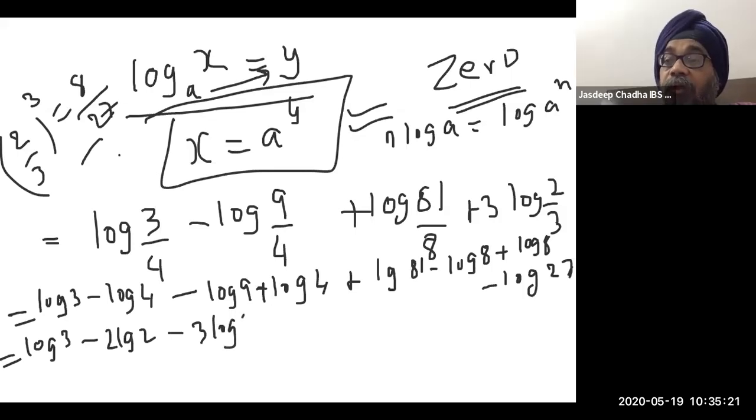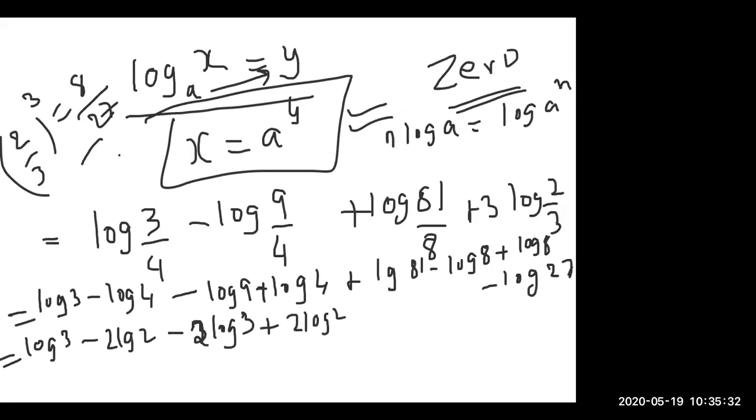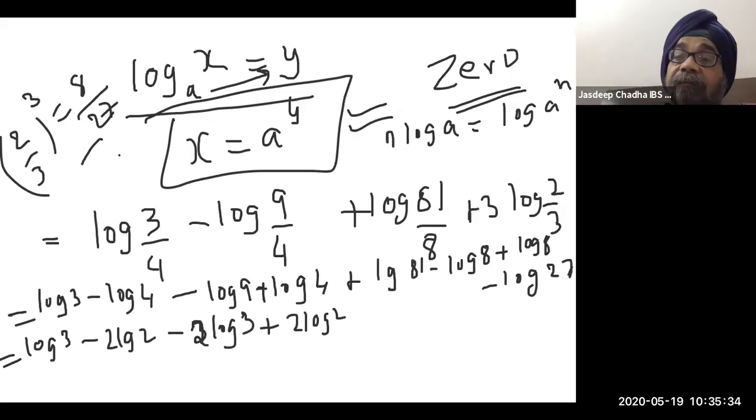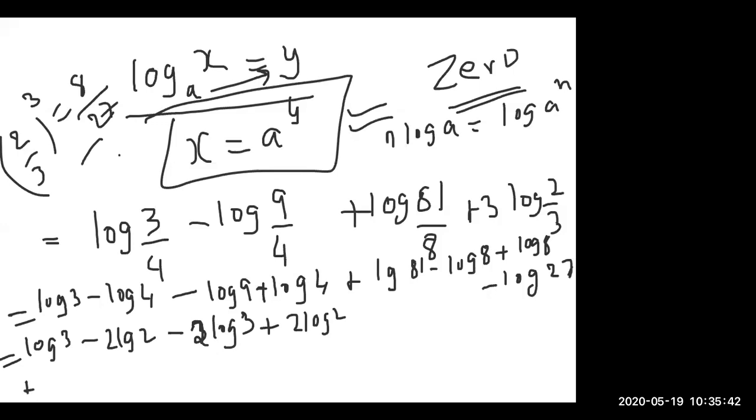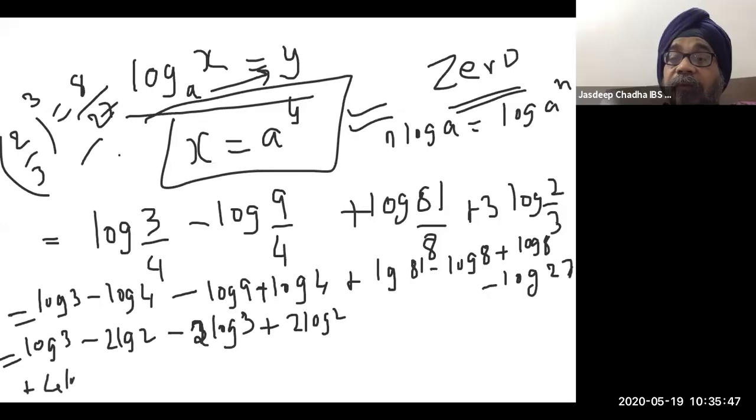Sorry, 2 log 3 plus 4 can be written as 2 log 2, correct? Plus 81 is a multiple of 3, 3 to the power 4. 3 to the power 4 is 81 only, no? Yes, sir. So 81 can be written as 4 log 3. Okay? Minus 8 can be written as 3 log 2.